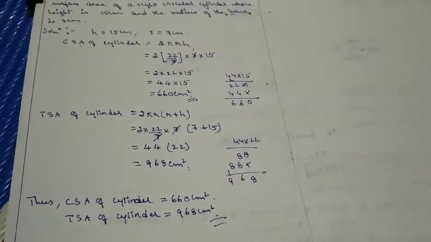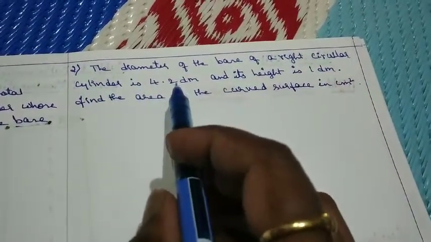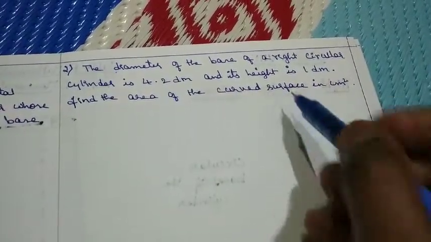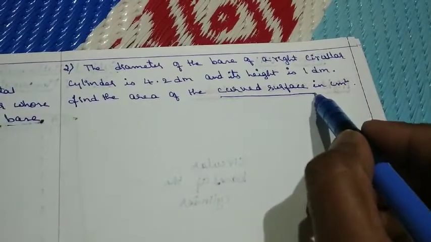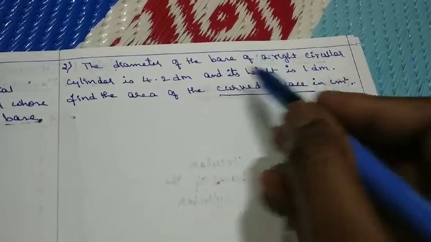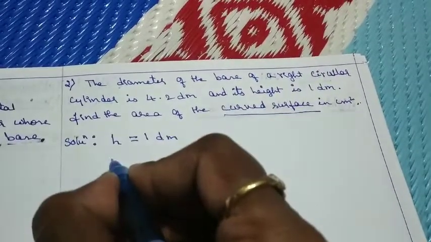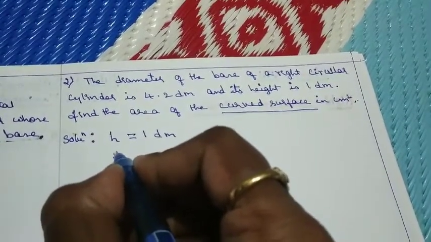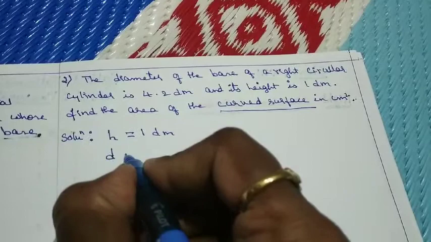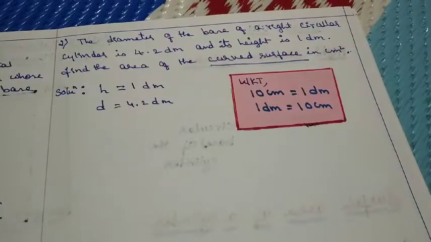Now let us solve the second question. The diameter of the base of a right circular cylinder is 4.2 decimeter and its height is 1 decimeter. Find the area of the curved surface. He is asking us to find the curved surface area in centimeter square. The unit should be in centimeter square. First you write down the given things. So height of cylinder is 1 decimeter and, not radius, I think diameter is given, diameter is equal to 4.2 decimeter. Both the units are in decimeter.